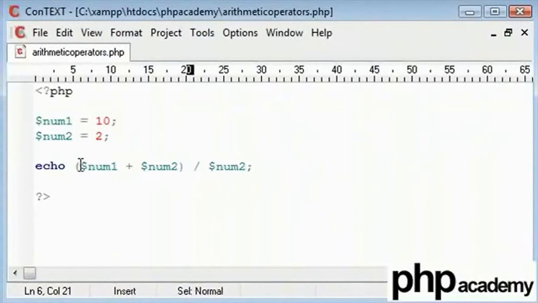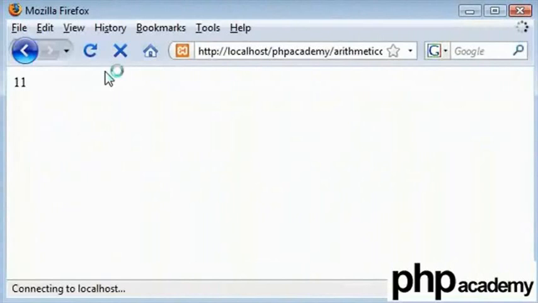Now to solve this we should put brackets. The brackets will say we'll take this operation first, do whatever is in here, and then continue to divide by whatever. This could be an integer or a variable. So here what it will do is num1 plus num2, which is 10 plus 2, which gives 12, divided by 2, which should give us 6. Let's refresh that and we can see that it worked.